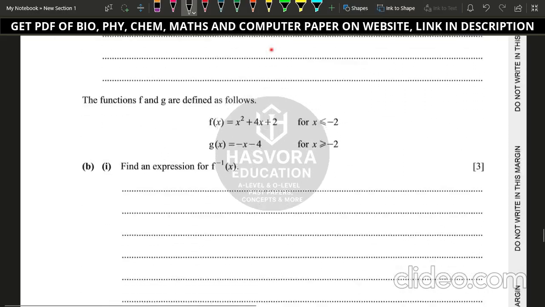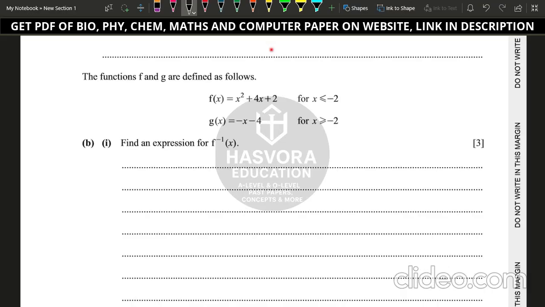Let's move on to part B, which says the functions f and g are defined as follows. f of x is equal to x squared plus 4x plus 2, and its domain is x less than minus 2. And then g of x is minus x minus 4, and its domain is greater than minus 2. Okay, so find an expression for f inverse of x.